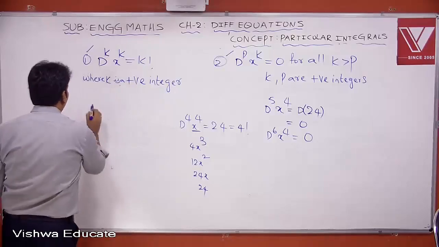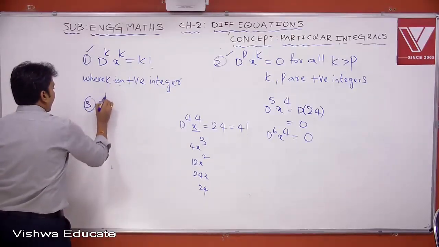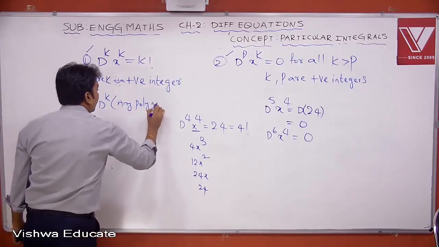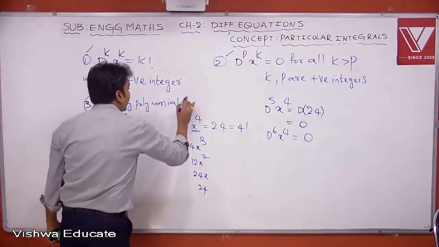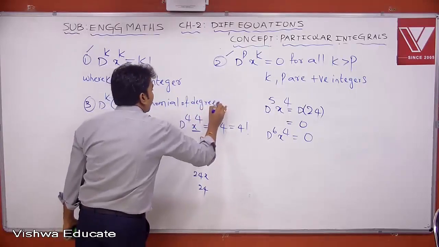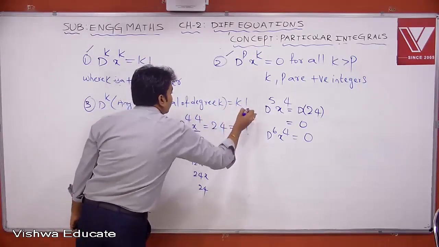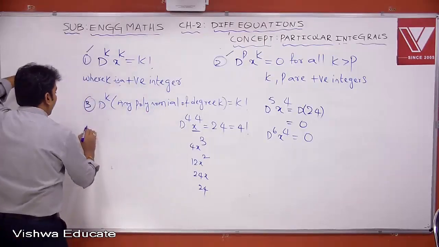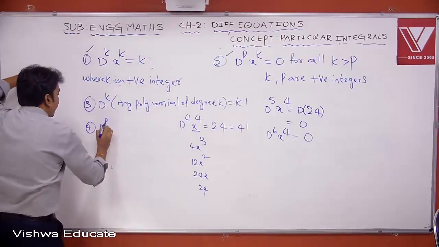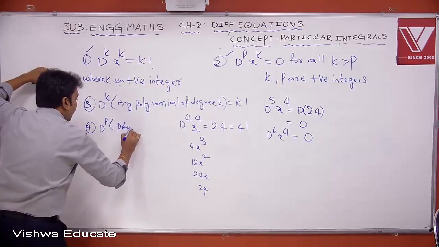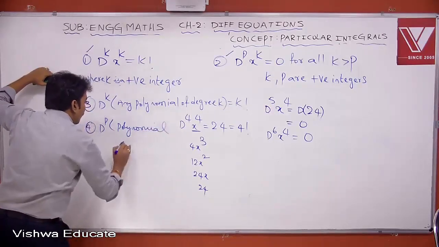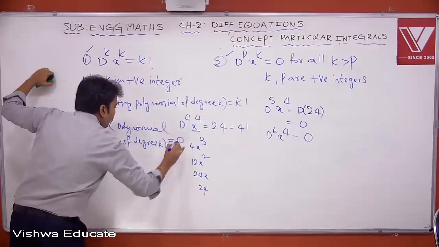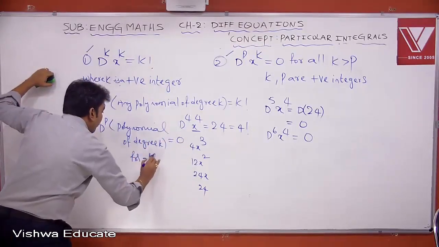The generalization point is like this. D power k of any polynomial of degree k is equal to k factorial. D power p of a polynomial of degree k is equal to 0 for all p greater than k.